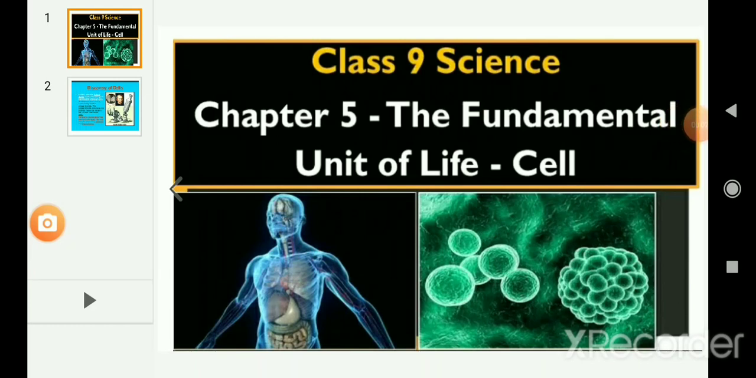Good morning, students. Today I am going to explain to you the first chapter in biology, the fundamental unit of life. All living organisms are made up of small, tiny units called cells. A cell is the basic structural and functional unit of life. Cells are very small structures, so they cannot be seen by naked eyes. We cannot see them directly. Hence, the development of microscopes has been an important factor in our understanding of the cell.